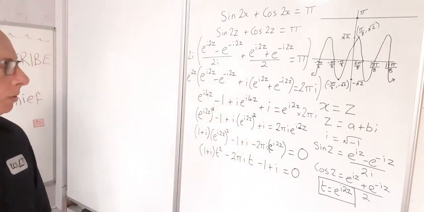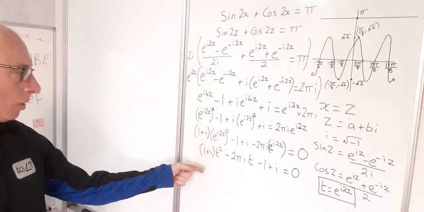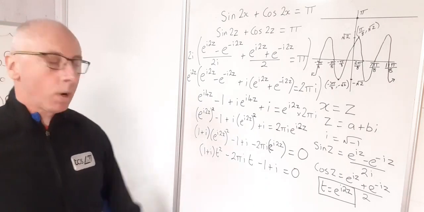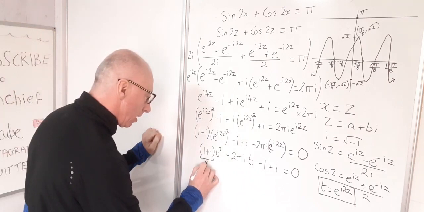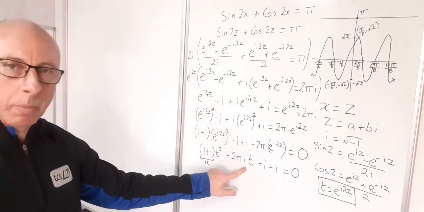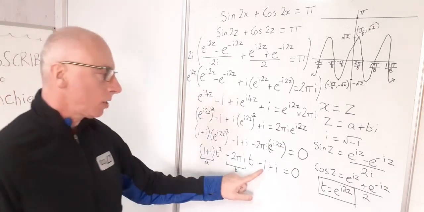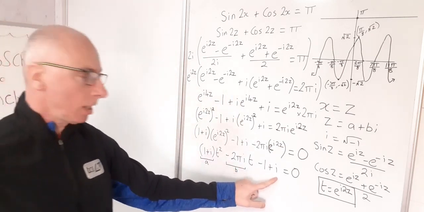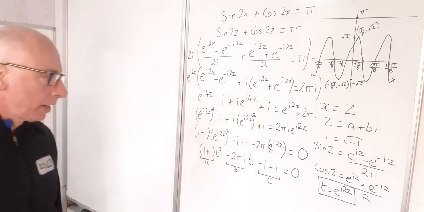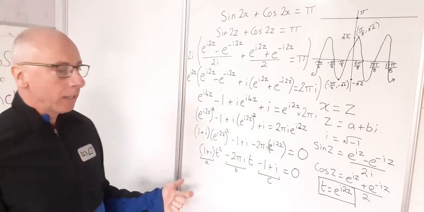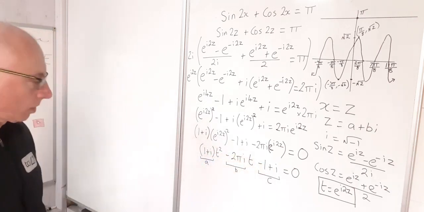Okay, so now I'm ready to work in terms of quadratics. So now what I can do is I can put these into the quadratic formula. So this one here will be my a. This minus 2 pi i would be my b. And minus 1 plus i, that will be my c in terms of the quadratic formula. Okay, so now let's take this off the board, make a bit of space, and let's see if we can solve the quadratic formula in terms of these constants.